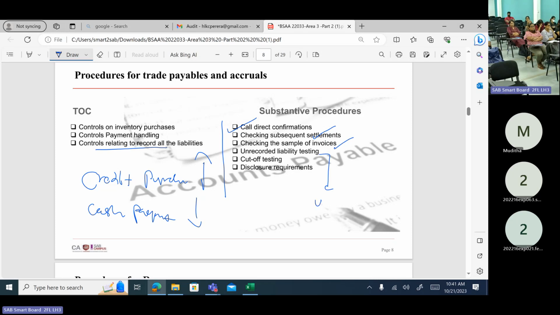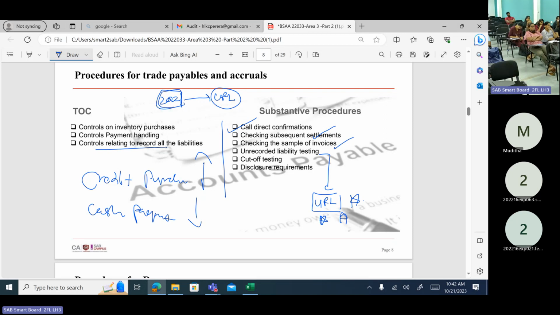Unrecorded liability test, URL. Unrecorded liability test. This can be tested in the exam. URL, unrecorded liability test. So how are we going to do that? What are the steps we can follow to do the unrecorded liability test? That's very easy. We have a financial year 2022. For 2022, we are going to do URL, unrecorded liability testing. What do we have to do?